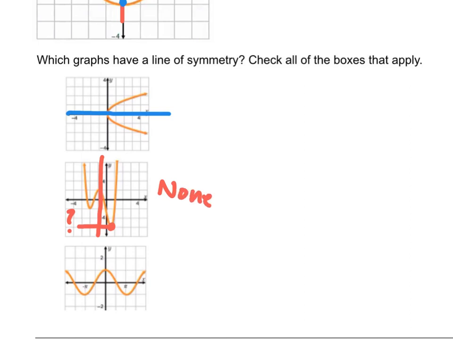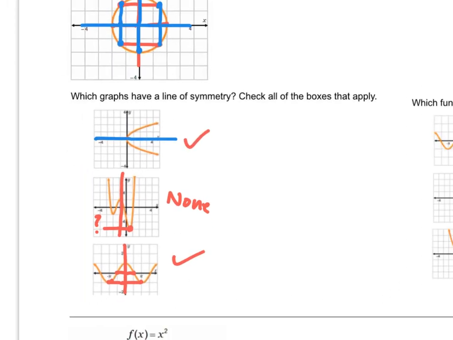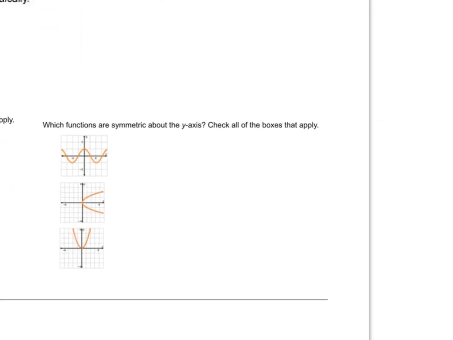But then the last one, notice that we have this curve here. I could draw a line of symmetry going right through there, and all these other points are equidistant to that line of symmetry. So this one has one and this one has one, but this one, no. Let's take a look at another one.